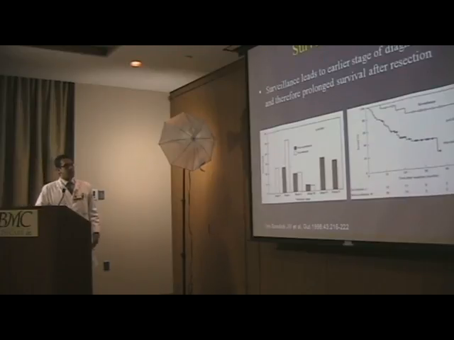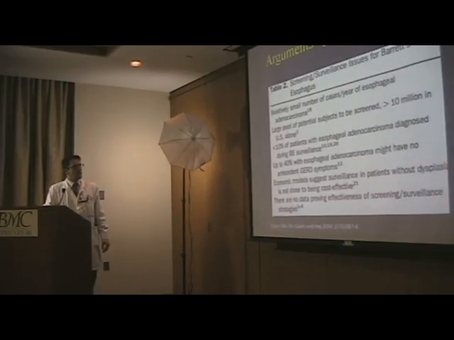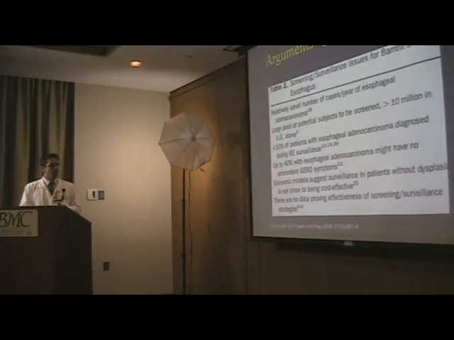So again, obviously we know that surveillance leads to early stage of diagnosis of cancer and therefore prolonged survival. So again, here are some of the arguments that I've outlined. There's relatively small number of cases per year of esophageal cancer. You would obviously have to screen a very large percentage of the population. Less than 10% of patients with esophageal adenocarcinoma were diagnosed with Barrett's surveillance. So again, 90% of patients that we're finding for esophageal cancer are because they're symptomatic or they have some other reason.